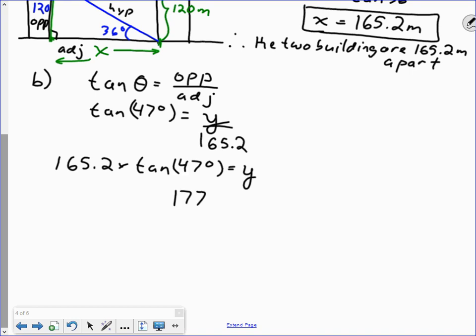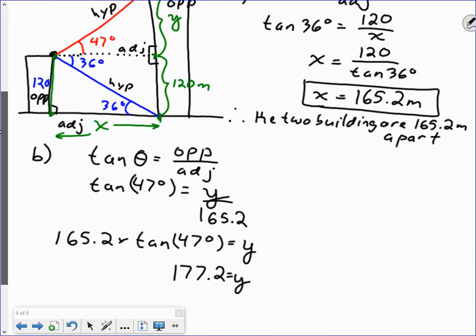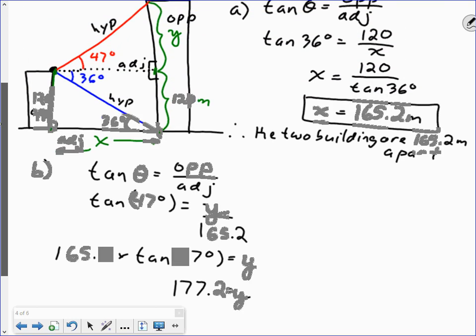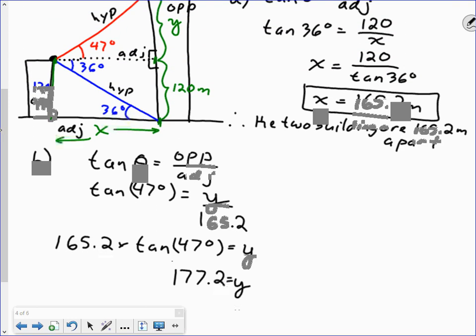Multiplying that out in our calculator, we get y is equal to 177.2. Now, that's not our final answer because we had to take that height y and add it to the 120 that we had gotten from this lower part of our building. So we're going to do 177.2 plus that 120.